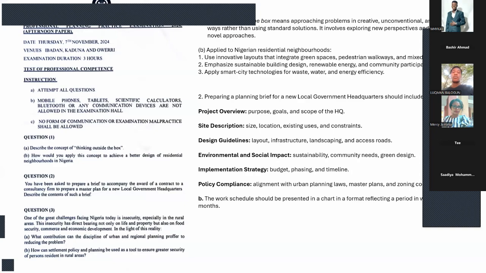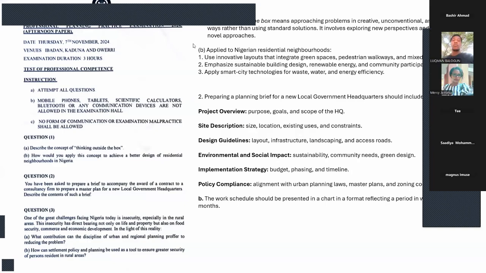So we have the number 2 question there. They said you have been asked to prepare a brief to accompany the award of a contract to a consultancy firm to prepare a master plan for a new local government headquarters. Okay, then here they say describe the content of the brief.